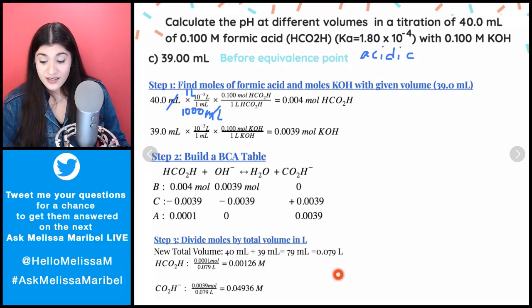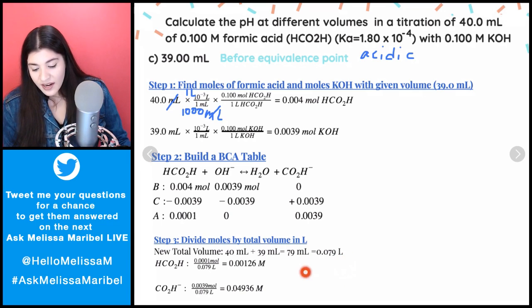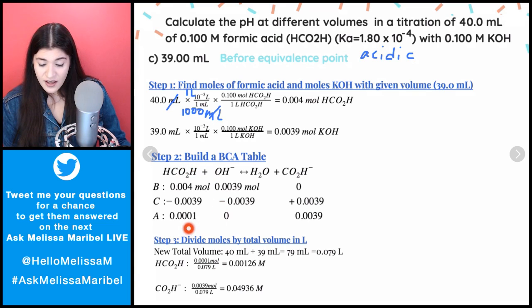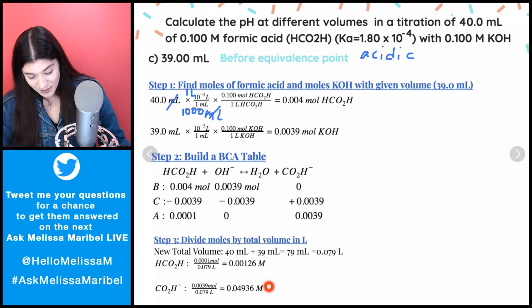We would convert that to liters. Then we would divide the values that we just found. So we just found the concentration of our weak acid. We would divide that by the total volume in liters. That gives us this molarity. Do the exact same thing for our conjugate base. Divide that by our liters, our total volume, and that would give us this molarity.